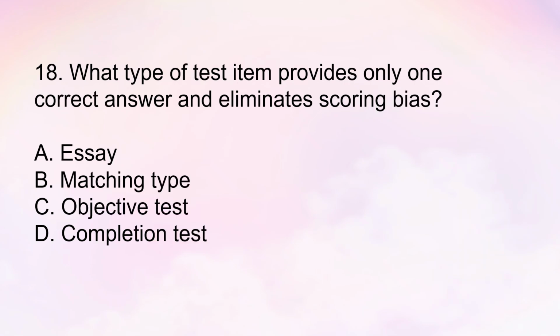Number 18. What type of test item provides only one correct answer and eliminates scoring bias? Letter A, essay. Letter B, matching type. Letter C, objective test. Or letter D, completion test.